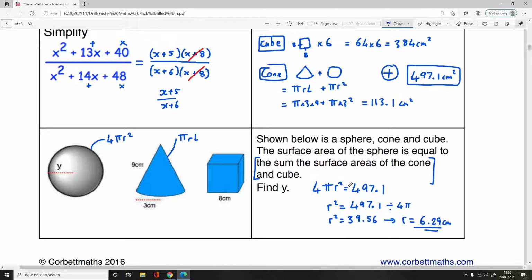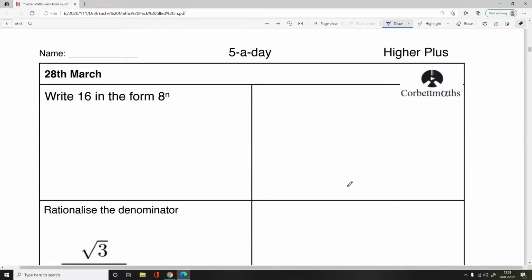Okay, so fiddly last question there. The higher plus is quite tricky this year. Let's go through them in order. So we start off with some indices. 16 in the form 8 to the power of n.